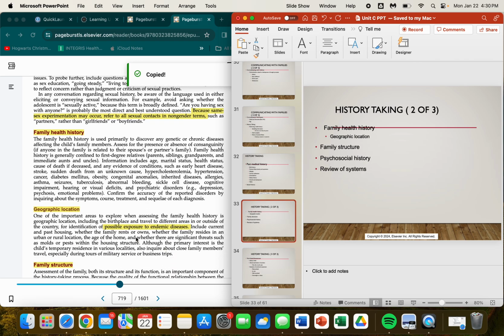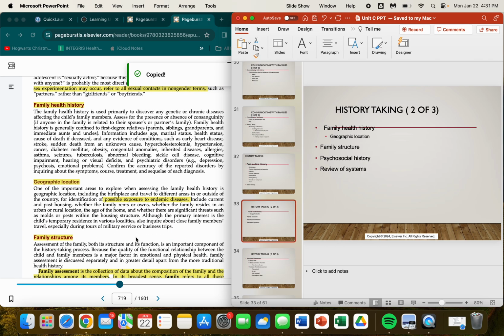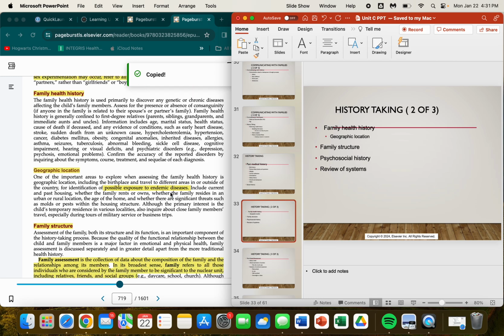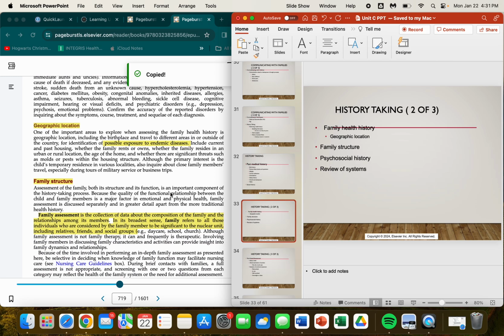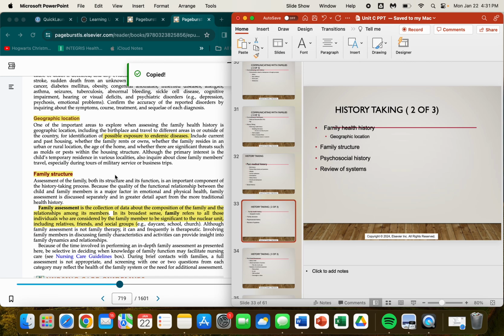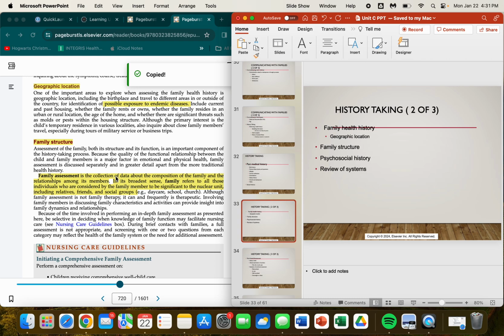We also need to talk about family health history, and this is very similar to an adult. If a child has any family members with a very significant family history, that's something we would want to report in their assessment. We also need to take into account geographic location, especially if they came from an area or outside the country where they might have been exposed to some kind of endemic disease, or their vaccination status is different.